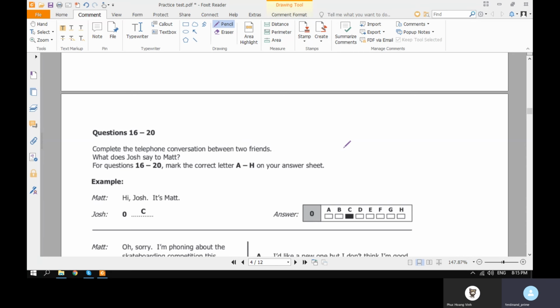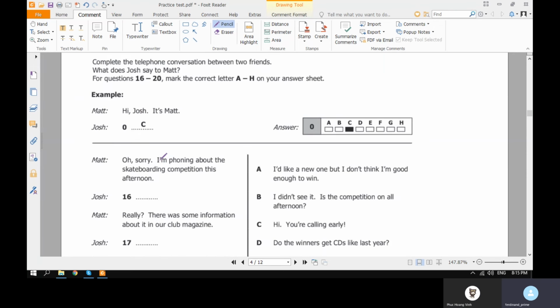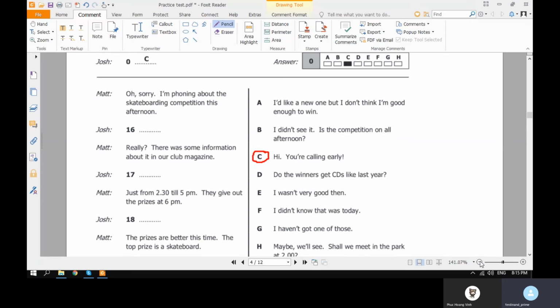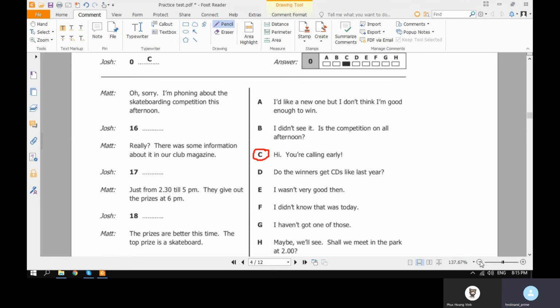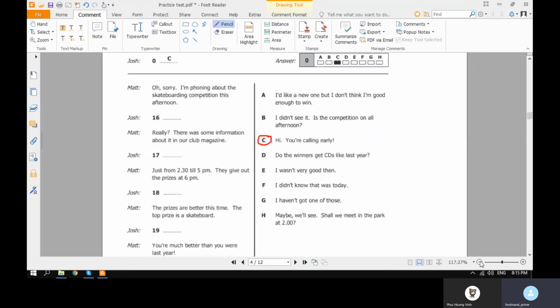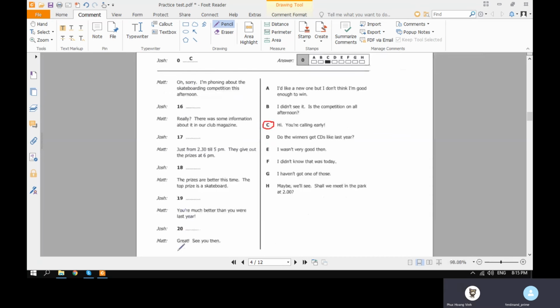Questions 16 to 20. So I want you to complete the telephone conversation between two friends, okay. So what does Josh say to Matt? Okay, example, hi Josh, it's Matt. And so the answer here is C. Hi, you're calling early. Okay, now let me zoom out this one here. Okay, now I want you to answer 16, 17, 18, 19, and 20, okay, based on the order, all right?